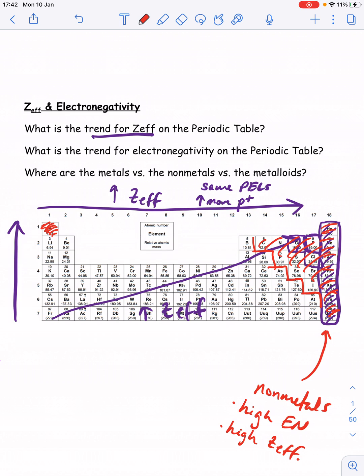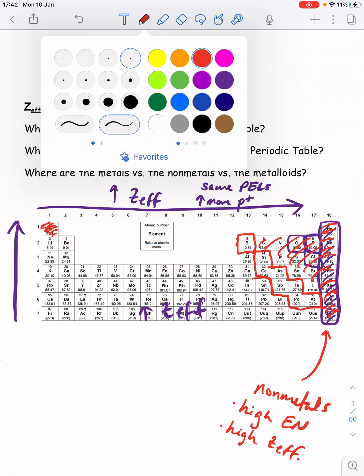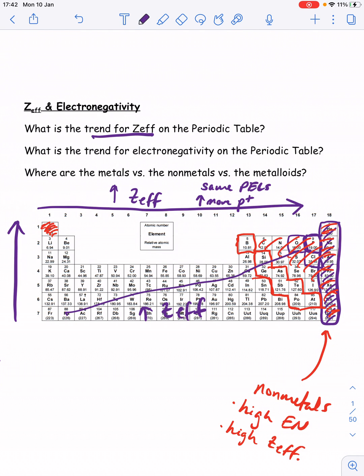All the elements in the middle we've talked about here, these ones along the staircase, I can pick these, let's see, not aluminum, sorry. Forget I highlighted that. Let's erase that so I don't mess you up. These ones here are the ones that are considered to be the metalloids, the ones I've circled in red. There was my Z effective trend that I just got rid of. That was going this way.